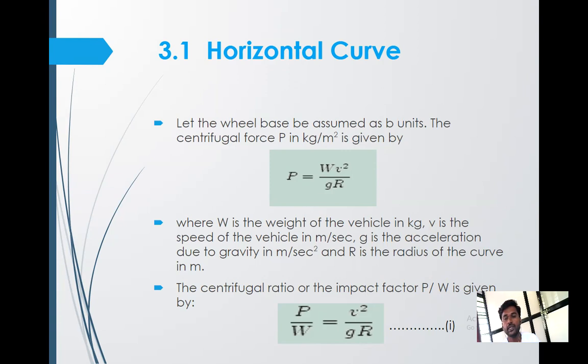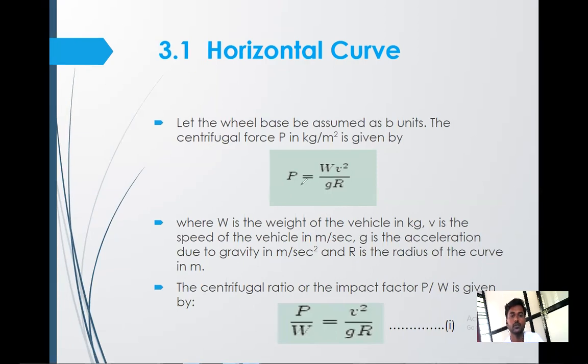Now, if we take the W to the left side, the equation will become P by W is equal to V square upon gR. And this ratio P by W is known as centrifugal ratio. Everyone, please remember this, or else write it down. This is very important.